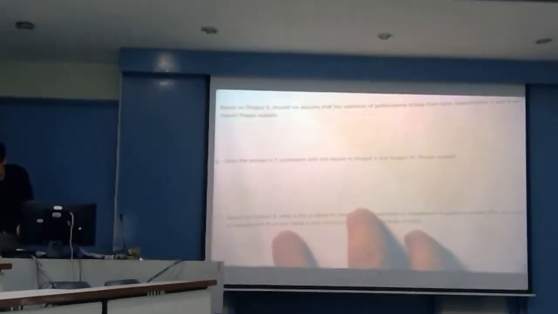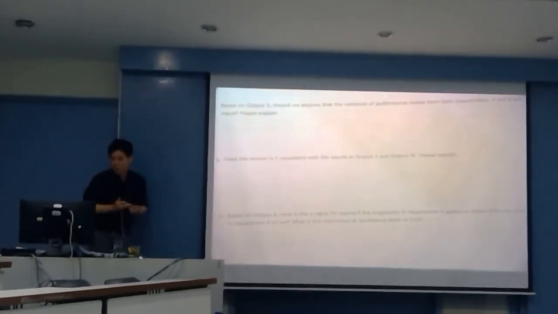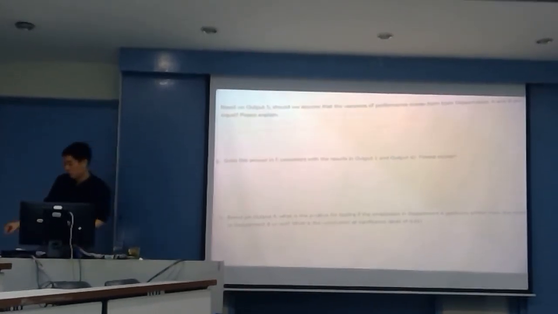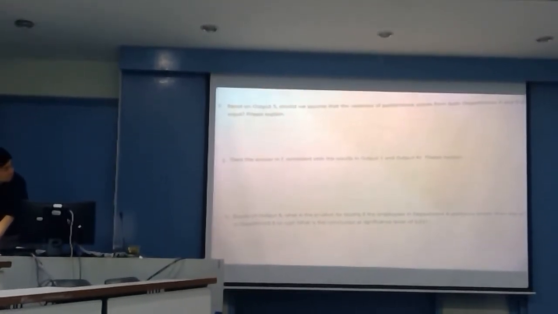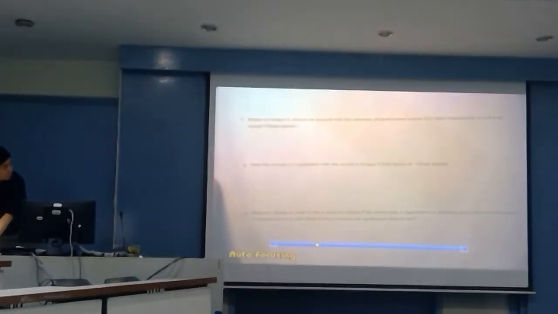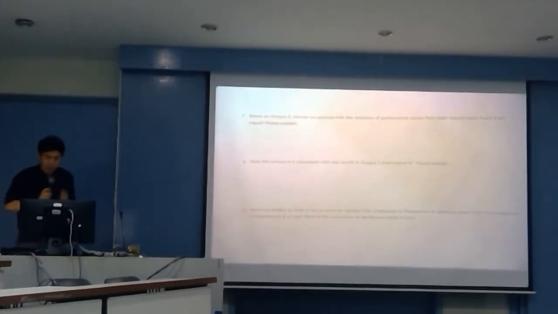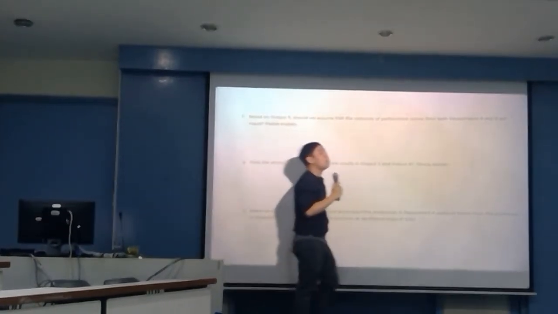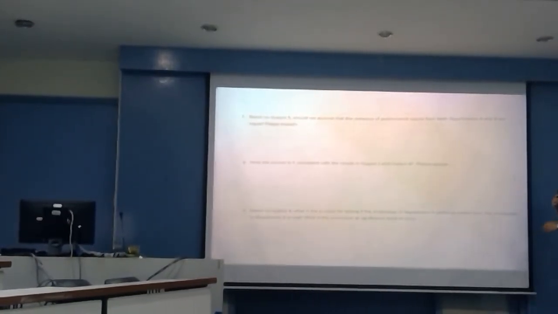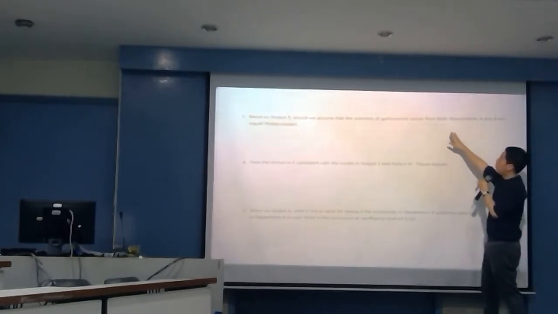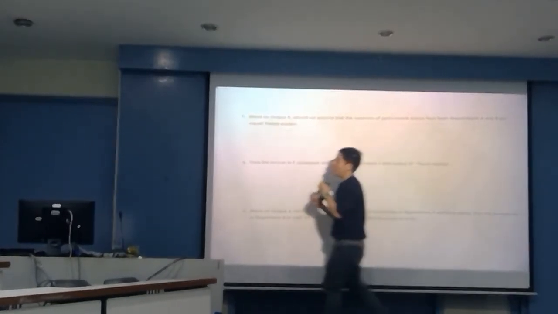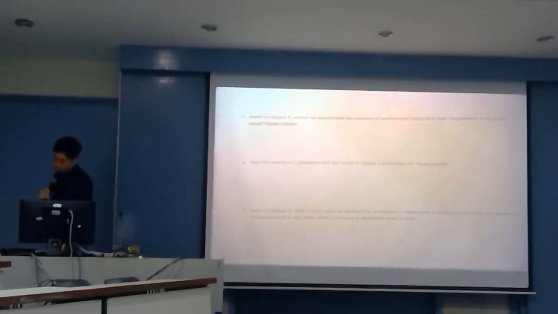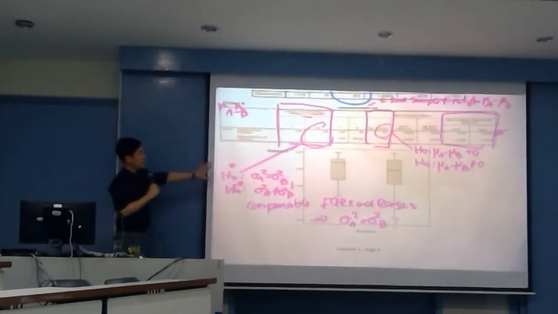I'll start on question F, because what is ACE, we have done that a long time ago. Opportunity cost, right? Now let's see, F on output 5: should we assume that the variance of performance score for both department A and department B are equal? Output 5 is basically this one, right? Output 5.